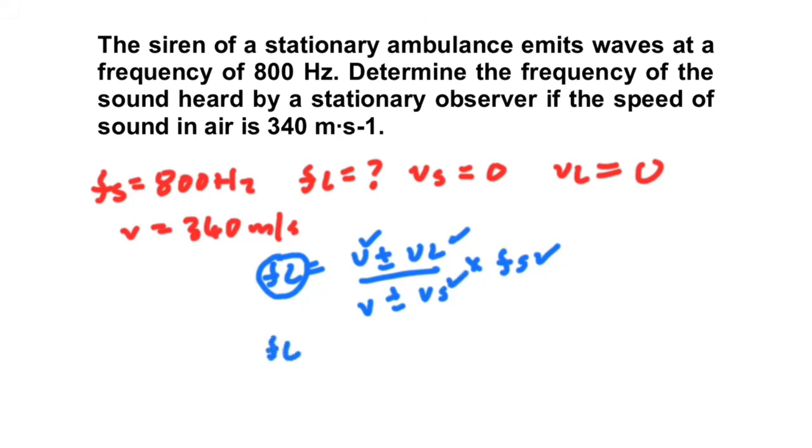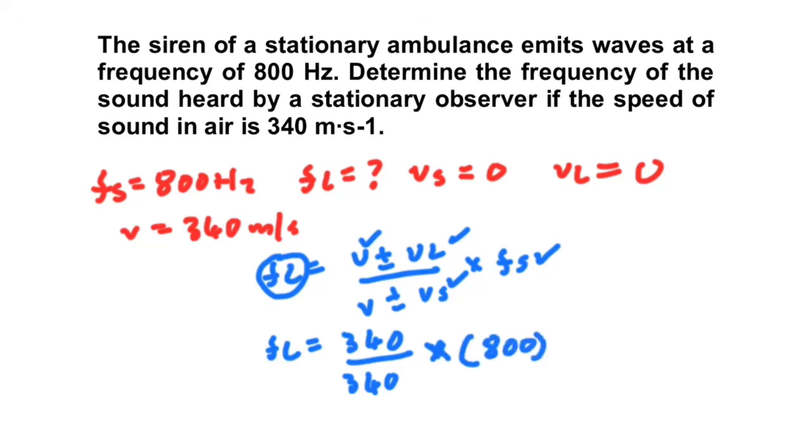So FL will be equal to, what is the speed of sound in air? In our example, 340 plus or minus VL. Our listener is stationary, so plus or minus 0 is just 0. So we can forget about that. Divided by V plus or minus VS. Well, the speed of sound in air is 340. Our source is stationary, so plus 0 or minus 0, we can also just forget about that because it doesn't make any difference. Multiplied by FS. The frequency emitted by the sound source is 800 Hz. So we're going to have 800.